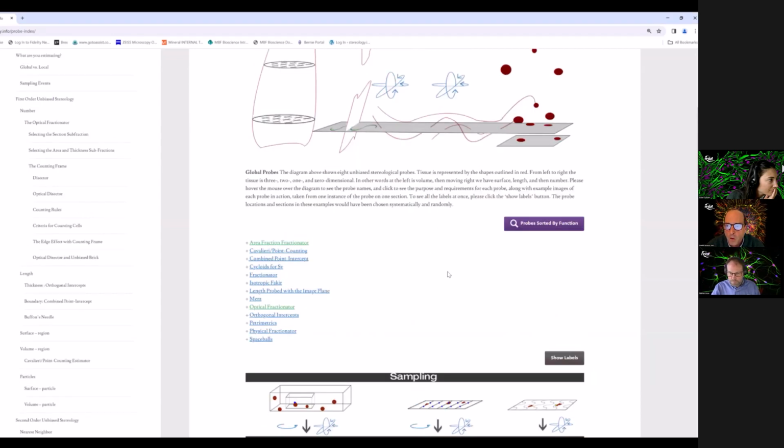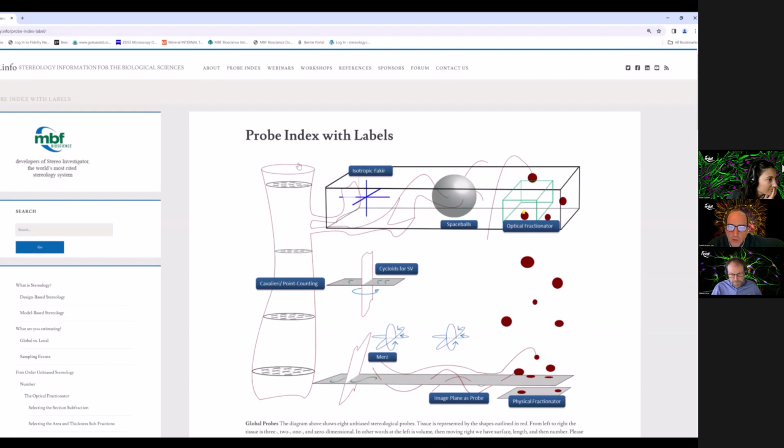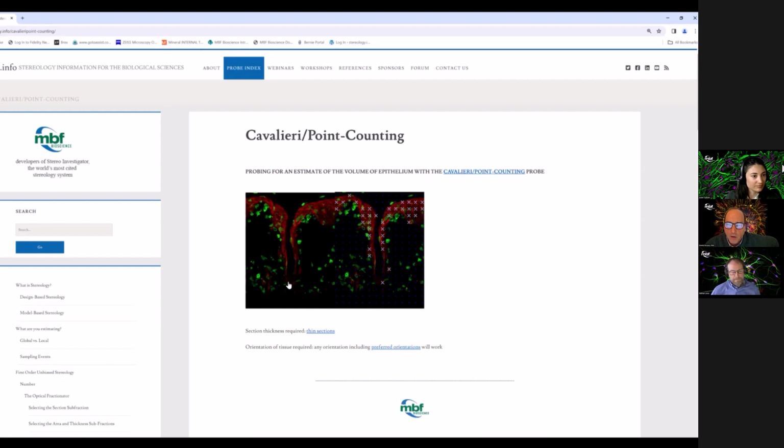Okay, so this shows all the probes. Here's volume, capillary point counting. Here's surface. It's a probe called the isotropic Fakir. Here is length, that's Spaceballs, and here is optical fractionator, which we just went through. So we want to be looking at volume or capillary point counting. So this shows capillary point counting.